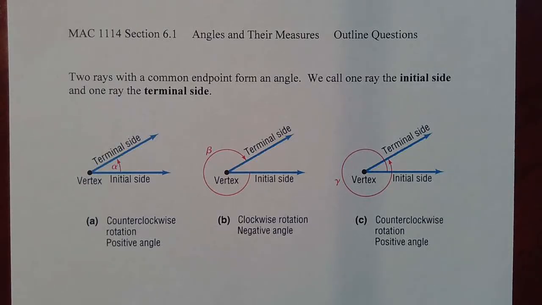Okay, this is MAC 1114, section 6.1. We're going to be looking at all the basics that you're going to need in order to function throughout the entire course, like how to convert angles from degrees to radians, how to rotate around the circle.